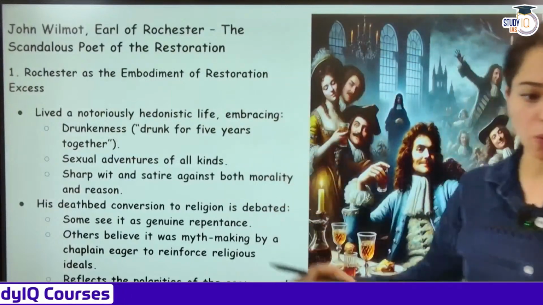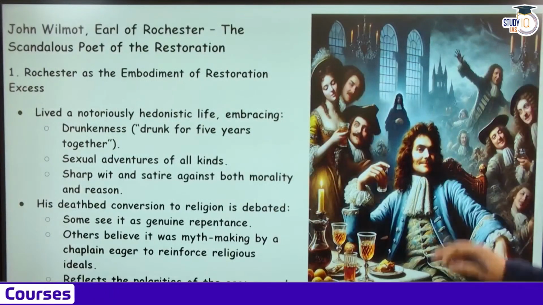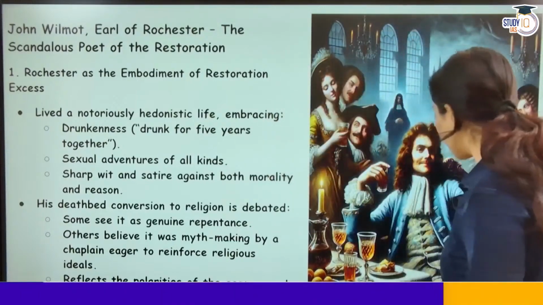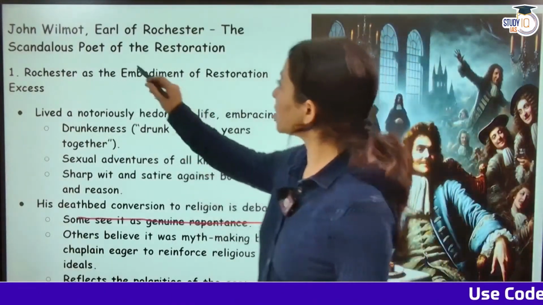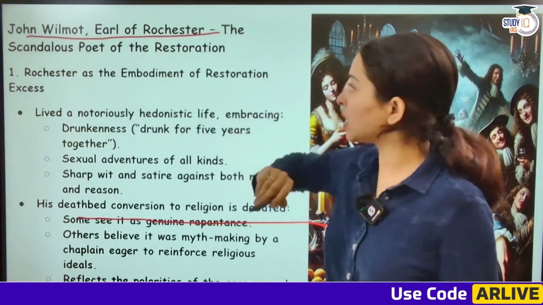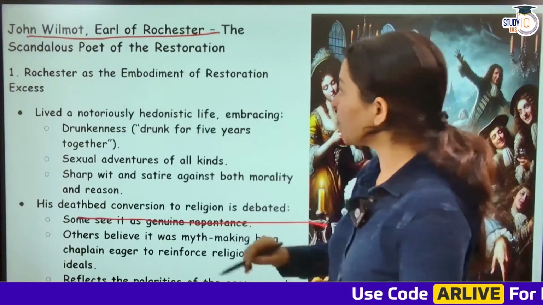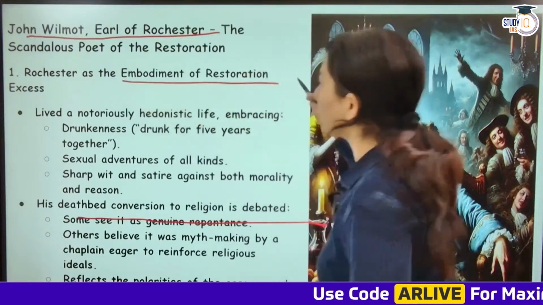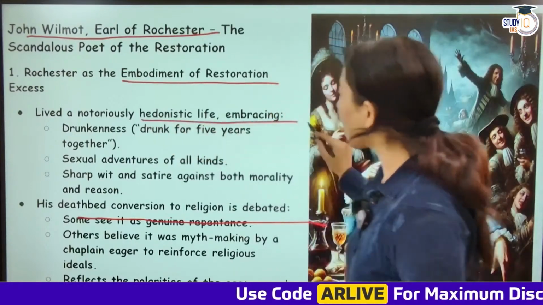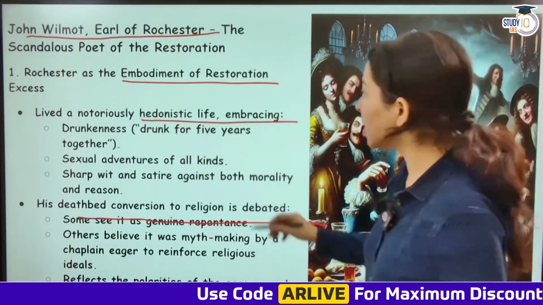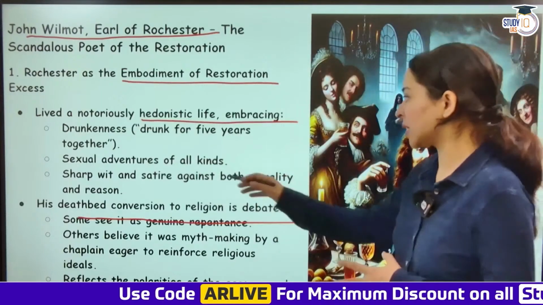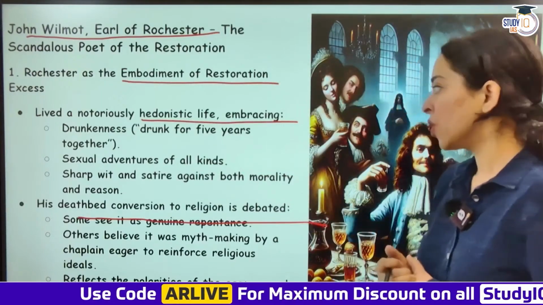John Wilmot, the Earl of Rochester, was the scandalous poet of the Restoration period. If you talk about Rochester, his name was John Wilmot. He was basically the Earl of Rochester and a very scandalous poet. Rochester, as the embodiment of Restoration excess, lived a very notorious hedonistic life, and he embraced drunkenness and sexual adventures of all kinds. There was sharp wit and satire against both morality and reason.